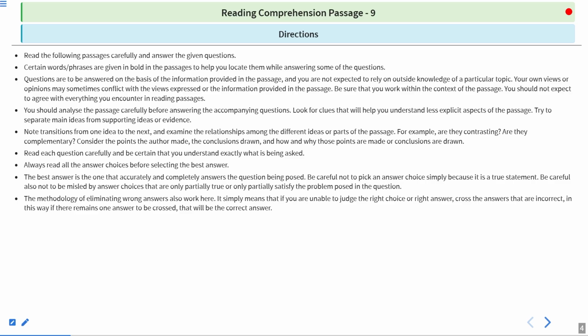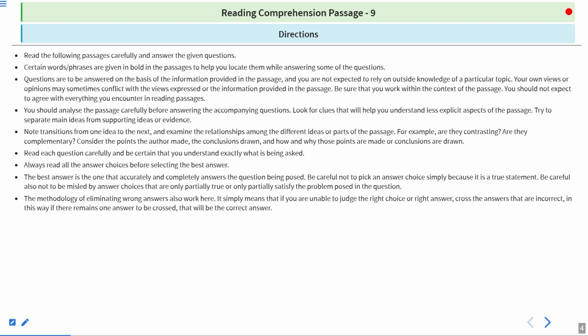Let's read the directions. Read the following passage carefully and answer the given questions. Certain word phrases are given in bold in the passages to help you locate them while answering some of the questions. Questions are to be answered on the basis of the information provided in the passage. You are not expected to rely on outside knowledge of a particular topic. Your own views or opinions may sometimes conflict with the views expressed or the information provided in the passage. Be sure that you work within the context of the passage.